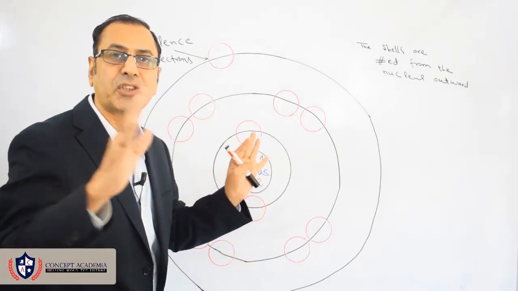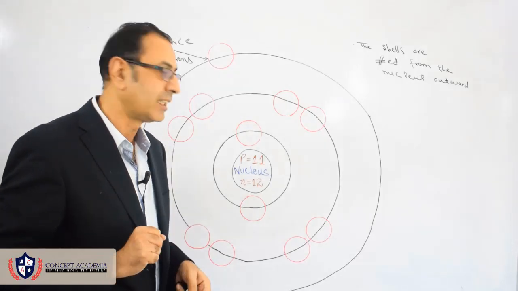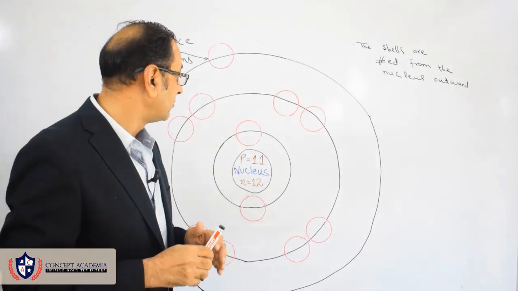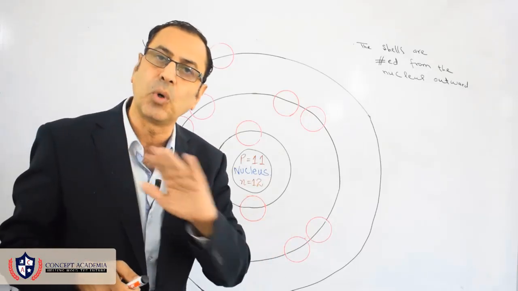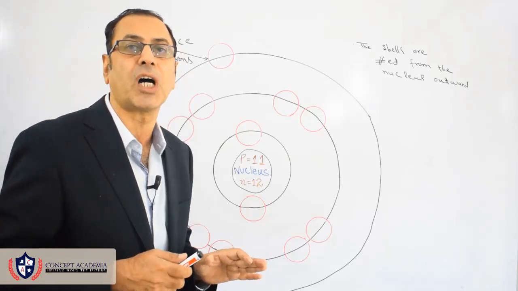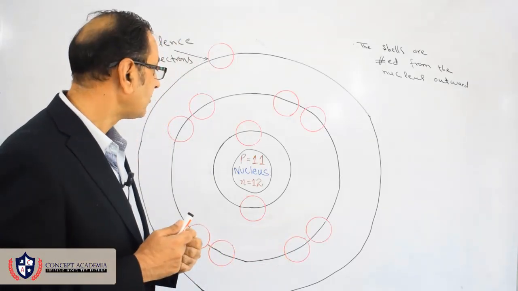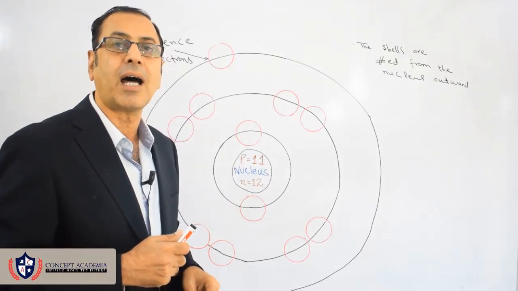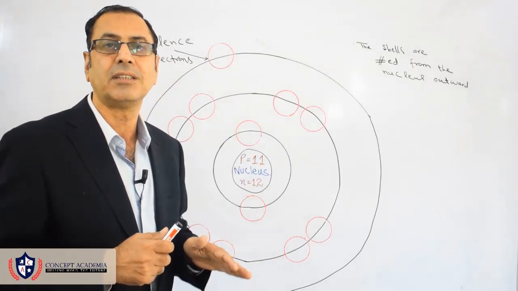This is the atom of sodium, in which there are 11 protons and 12 neutrons packed tightly together. Protons are positively charged particles, and neutrons have no charge. So the nucleus has a positive charge because of the presence of protons. And outside the nucleus are electrons. Electrons are revolving around the nucleus.